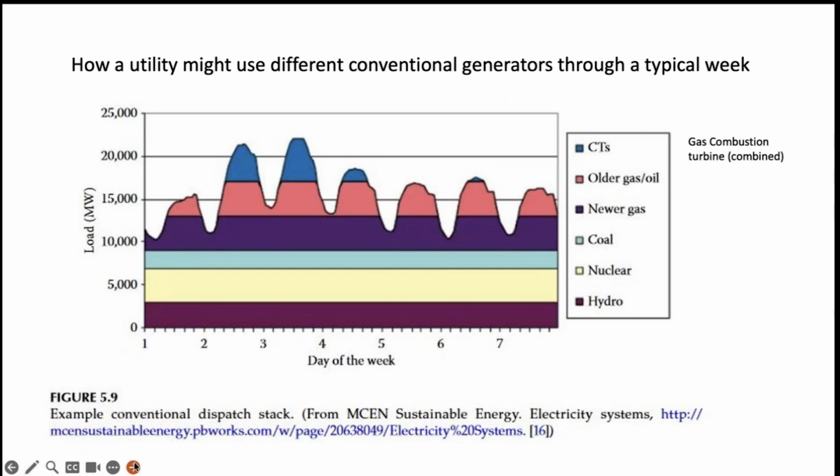All right, so this is an example of how a utility might use different generators through the week. So what is this? This one is hydropower, right? It's running all the time, maybe. Nuclear, it's running all the time. Here they're putting coal in here. This is 10 years old, so it's not true anymore. Newer gas, which is our combined cycle gas. Older gas, that's our regular gas turbine.